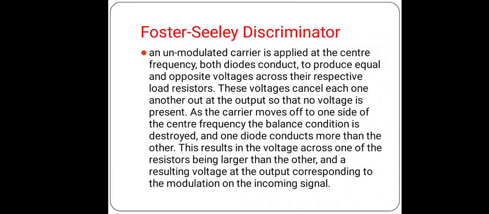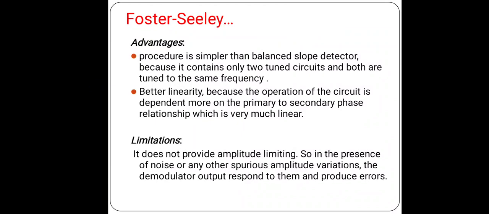As the carrier moves off to one side of the center frequency, the balance condition is destroyed. One diode conducts more than the other. The result is that the voltage across one resistor is larger than the other, and a resulting output voltage corresponds to the modulating signal on the incoming signal.